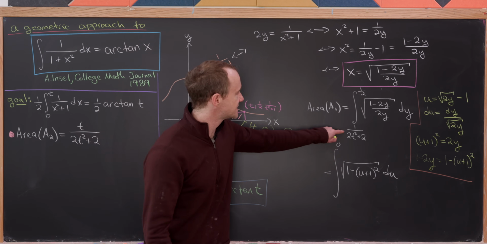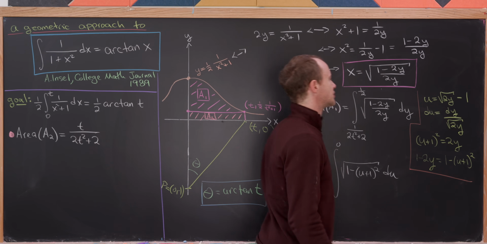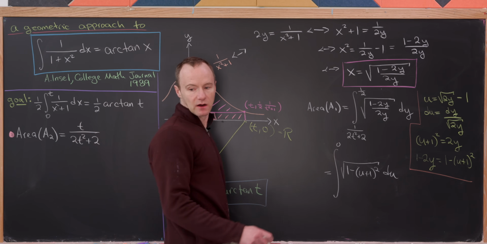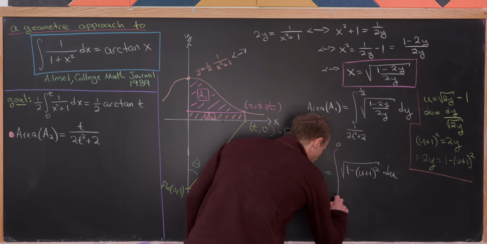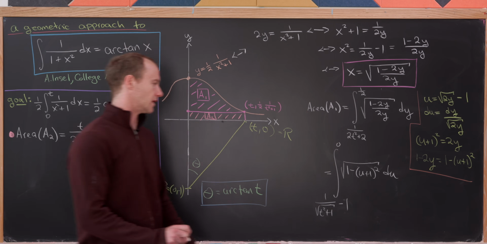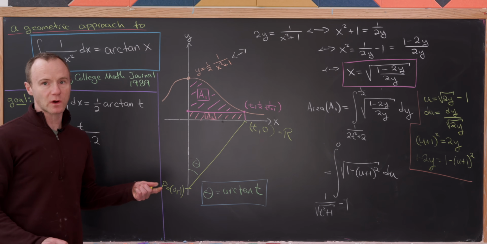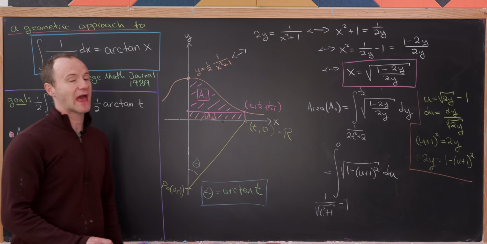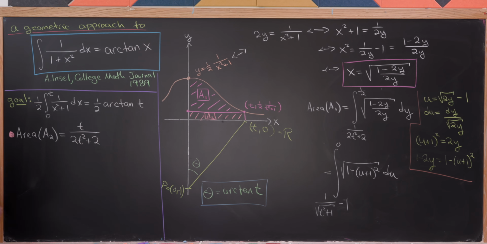And then throwing this into our function of u in terms of y, you'll see that our lower bound of integration will be equal to 1 over the square root of t squared plus 1 minus 1. And that's actually where we're going to stop for the area of A1. And that might seem like sort of a ridiculous place to stop, but in fact, that'll be exactly what we need for our purposes. Okay, so let's collect that over here.